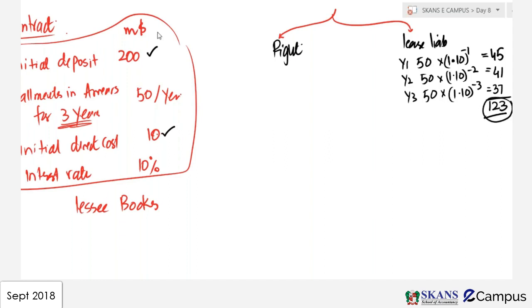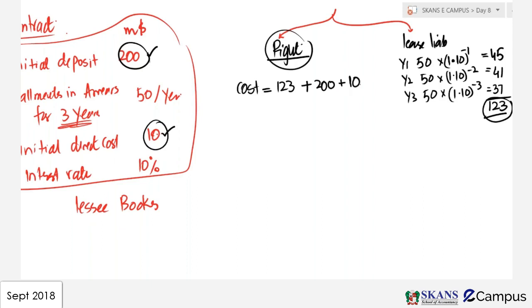Now, guys, we need to book the asset. We know we need to book the asset at cost, and cost has components. The first component is the lease liability, which is 123. The second component is the initial deposit, which is 200, payments made on commencement. The third component is initial direct cost, and we don't have any other component. If we have an incentive receipt, we are going to deduct that. So the asset cost is going to be 333, guys. So this is the asset, this is the liability.